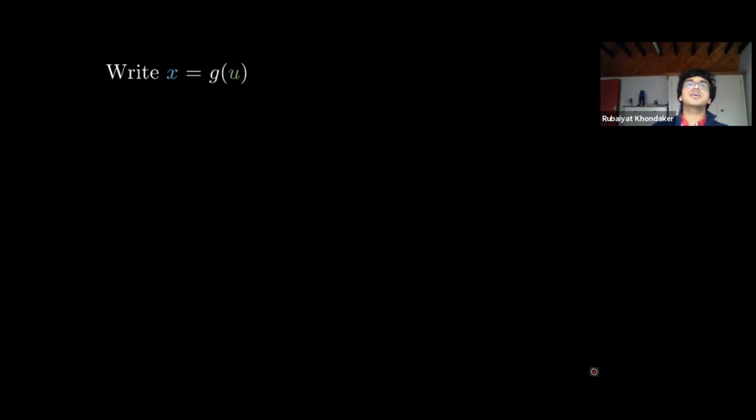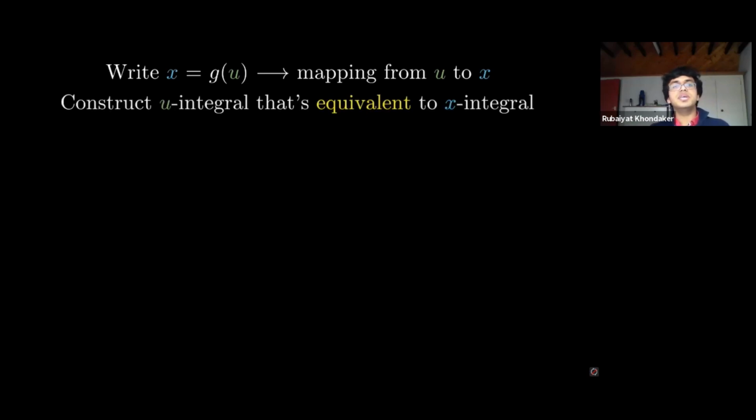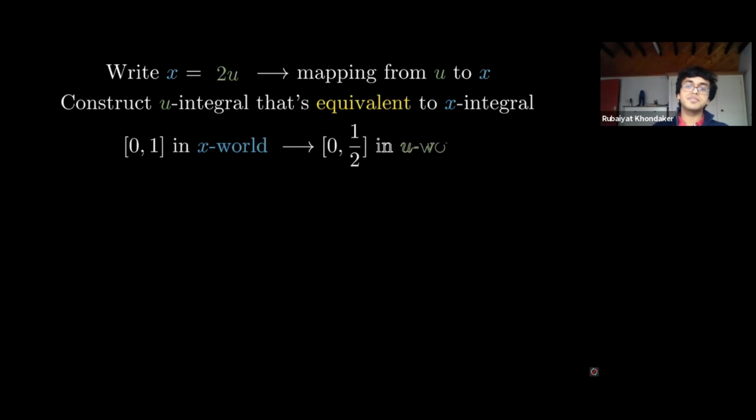So if we do a substitution like x equals g of u, then the way we're going to think about this is as a mapping from u to x rather than the other way around. It just turns out that this particular way of thinking about it simplifies some of the algebra later on. So we're going to construct a u integral that's equivalent in a sense to the x integral. For example, for the domain, with x equals 2u, you transform the domain by applying g inverse, which is multiplying by a half.